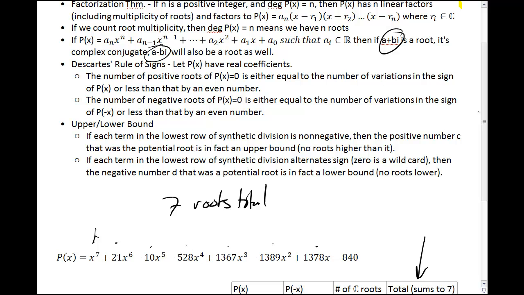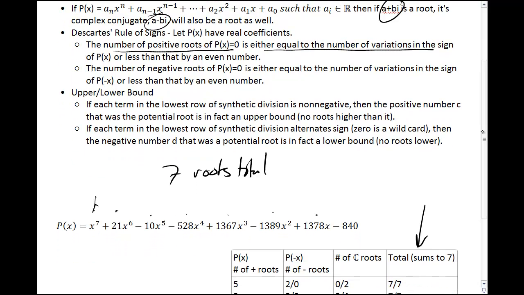Descartes' rule of signs says this: the number of positive roots is going to either be equal to the number of variations in sign or less than that by an even number. So let's count up our sign variations. This is a positive number, this is a positive number, this is a negative, so I have one variation. It stays negative, negative. It's positive, I have another variation. Now it switches to negative, it varied again. Now it switches to positive, it varied again, it switches again.